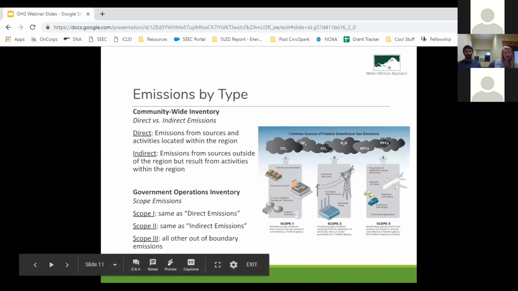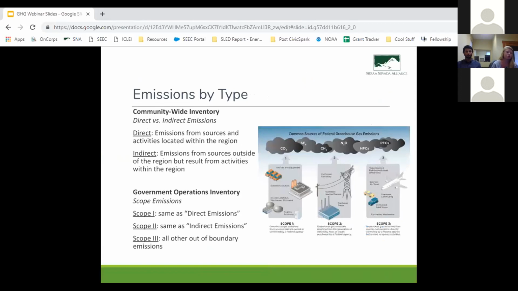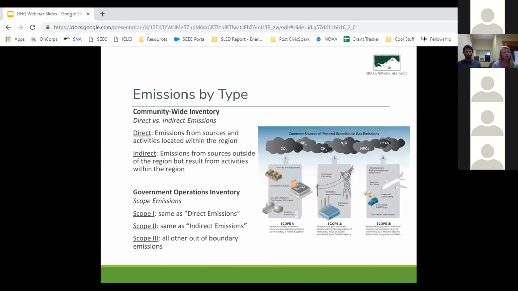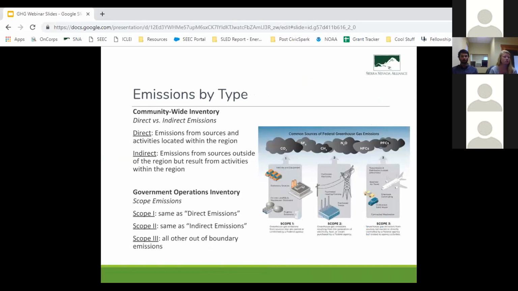So next, going on to emissions by type. So for community-wide inventories, you're looking at direct versus indirect emissions. So direct emissions are coming from sources or activities located within the region. And an example of this could be vehicle miles traveled within the jurisdiction of interest. And then indirect emissions are coming from sources outside of the region, but resulting from activities within. So an example of indirect emissions would be electricity generation, if generated outside of the jurisdiction and then consumed within.